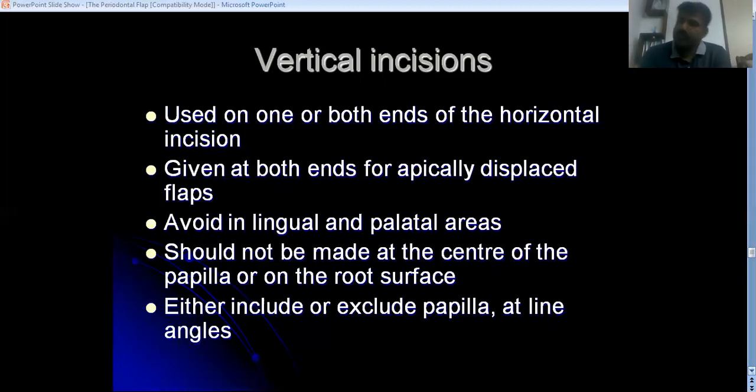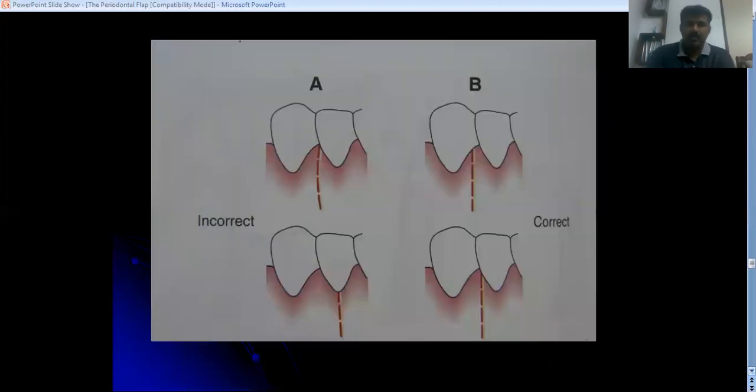If you can, sometimes you do it on both aspects of the flap also. But there are certain precautions that need to be taken when you do a vertical incision. Now, what are the precautions? Look, when you are doing an incision like this, if you have a papilla, you should not just split the papilla like this. Splitting the papilla is not at all good. This will result in recession.